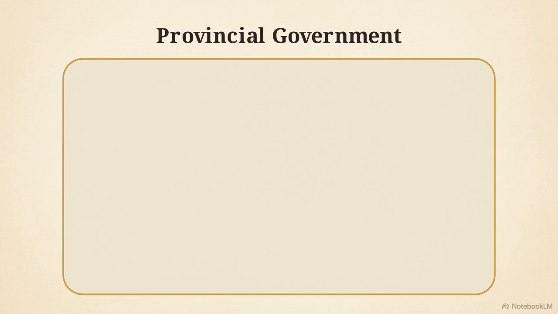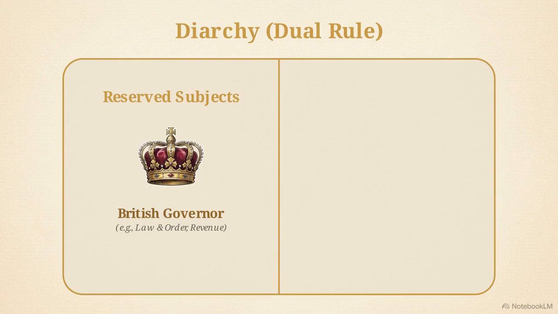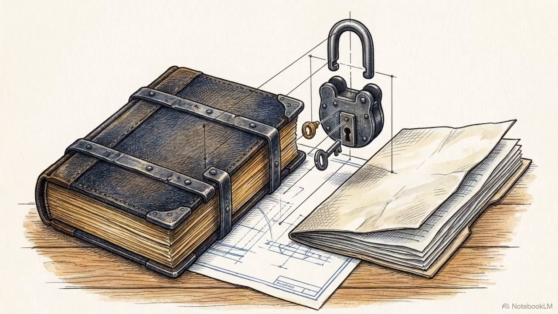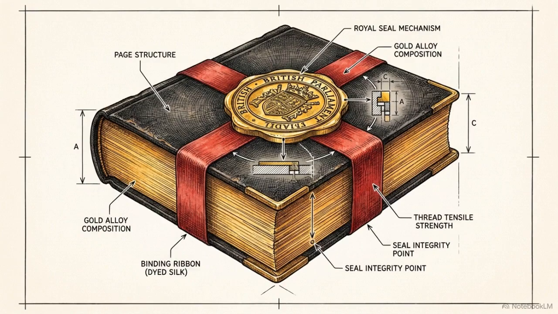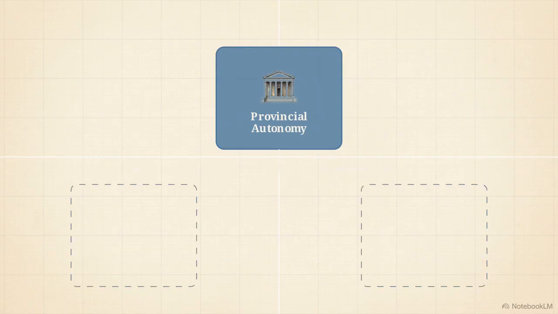The 1909 Morley-Minto reforms introduced a significant change: separate electorates for Muslims. This legislative decision institutionalized religious division within the electoral system, a factor that intensified the communal politics that would later surround the partition. The 1919 Montagu-Chelmsford reforms introduced diarchy at the provincial level. This divided government subjects into two categories: reserved subjects, controlled by the British governor, and transferred subjects, managed by Indian ministers.